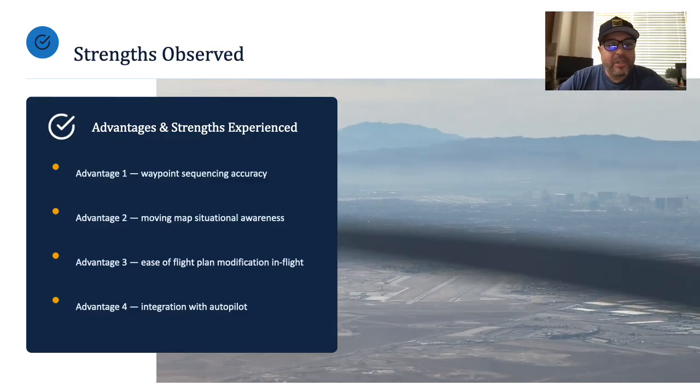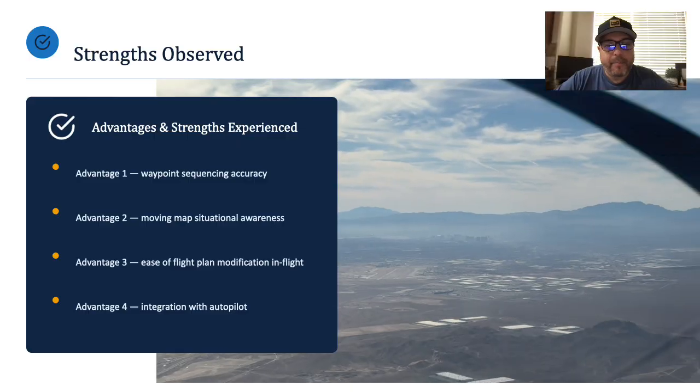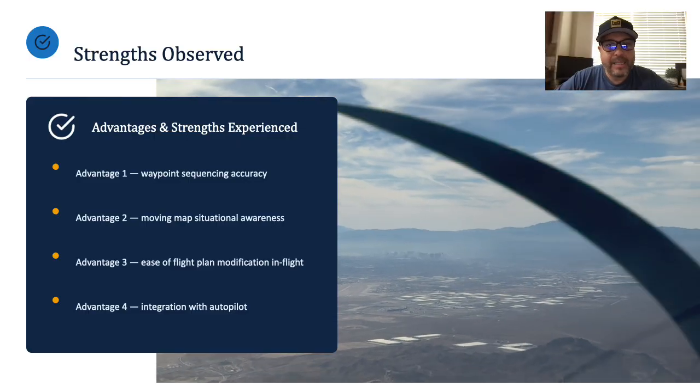So the moving map situational awareness provides a lot. So we have ADS-B traffic, and we're able to see all the other traffic in the area. Advantage 3, ease of flight plan modification of flight. So when I was vectored off route, given a heading to fly 090, it was very easy just to go into the menu, activate that leg, and the GPS navigation directed me right to that Victor Airway with no issues.